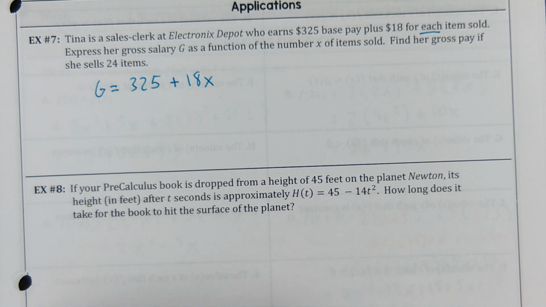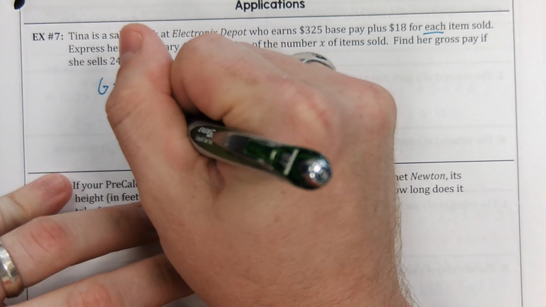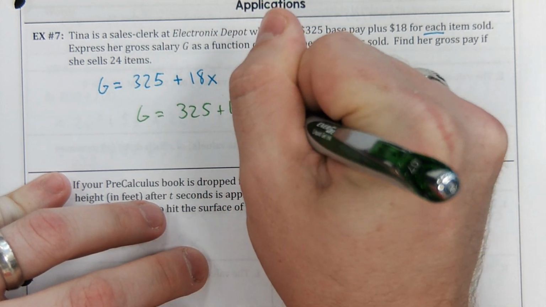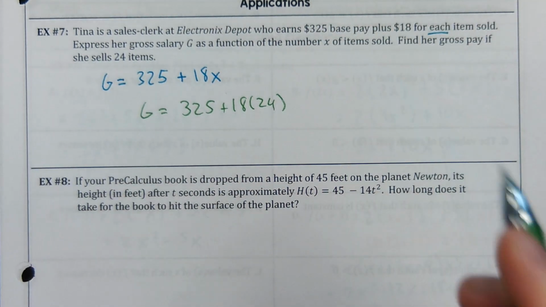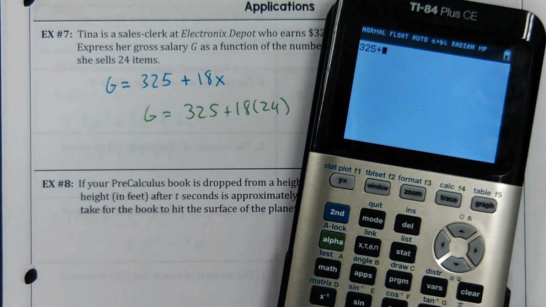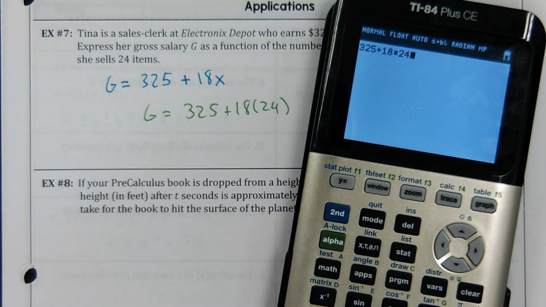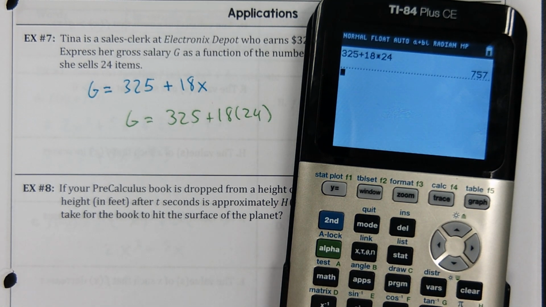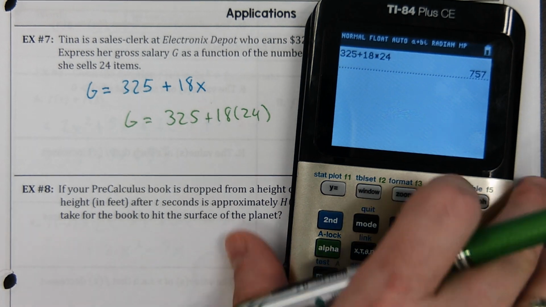Find her gross pay if she sells 24 items. Plug in 24. Make it green for money. 325 plus 18 times 24. No, I'm not going to try to flex. I don't know what 18 times 24 is off the top of my head. But in 8th period, I'm going to look like a genius when I say what the answer is. 757.